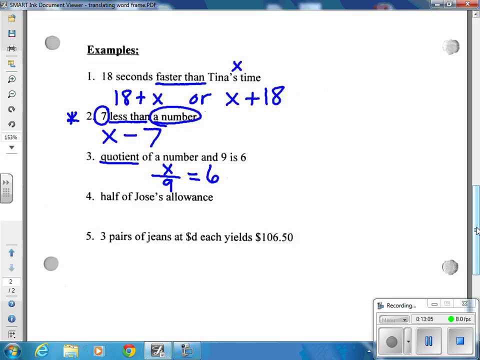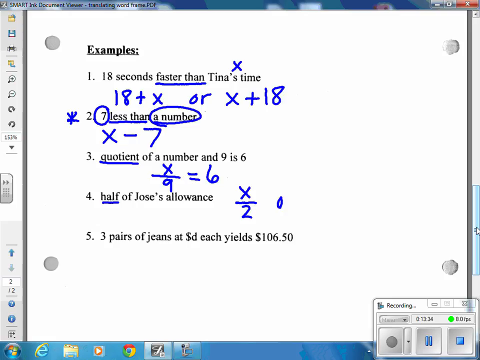For number 4, there's the word half that I was talking about. So I'm going to show you 2 different answers that are still going to be worth full credit because neither one of them is going to be wrong. If you think of half of Jose's allowance, and we don't know Jose's allowance, that's what our X is. If you think of half of it as division, divide by 2, then Jose's allowance is X, we don't know, and if we're taking half of it, we're dividing by 2. That's one answer. There's nothing wrong with that. I have to give you full credit.